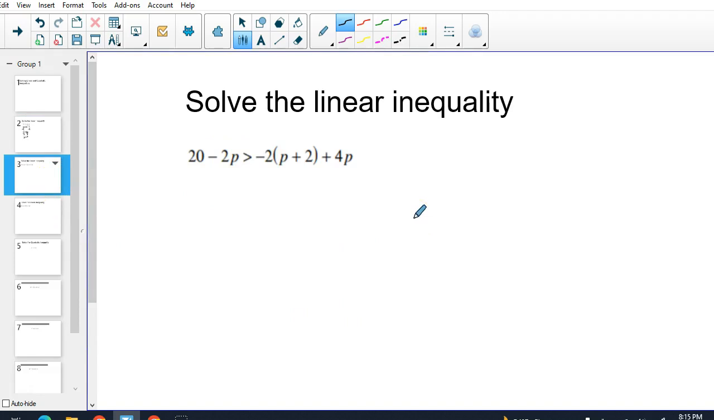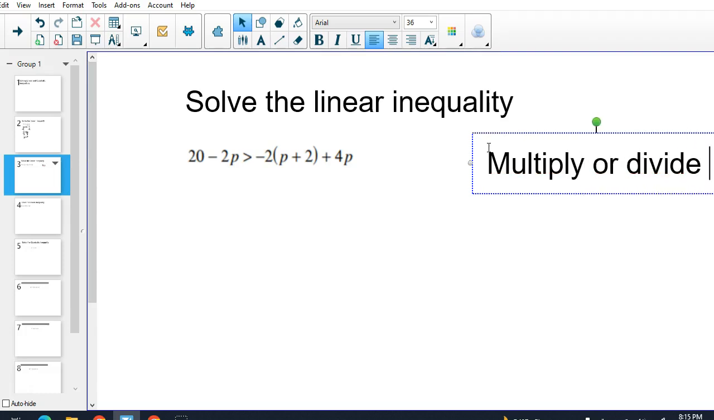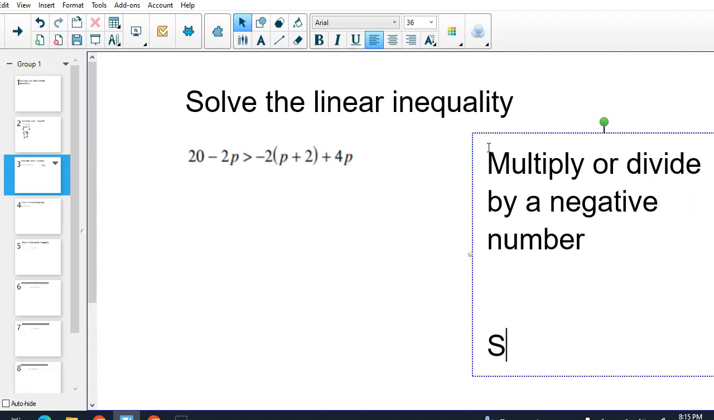Now, with our linear inequalities, we get to keep everything we've used so far: distribution, combining like terms, all that's going to hold. What's new this time is if we multiply or divide by a negative number, we're going to switch the sign.